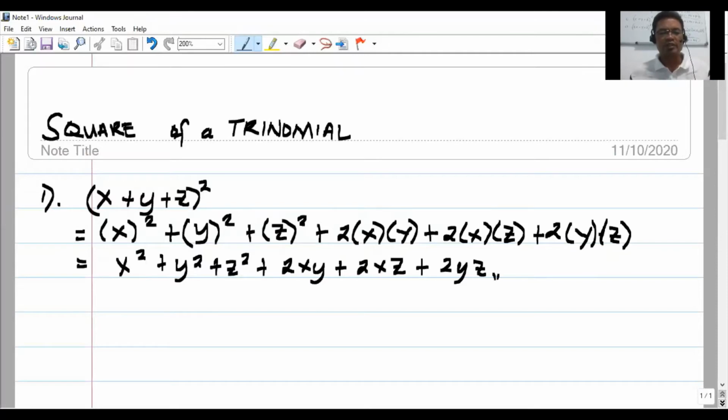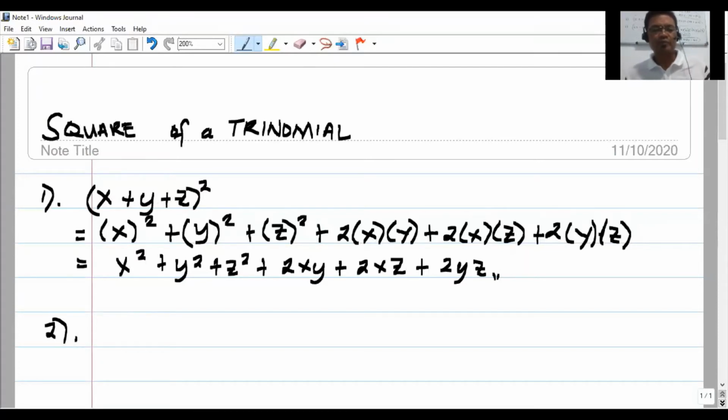So very easy. The steps are very easy to remember. Just square the first term, square the second term, square the last term. And the other three terms can be obtained by multiplying the first and the second term by 2, multiplying the first and the third term by 2, and multiplying the second and the third term by 2. Okay? As easy as that. Okay, number 2 example. Now we will vary our examples.